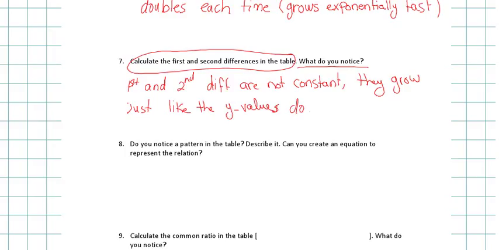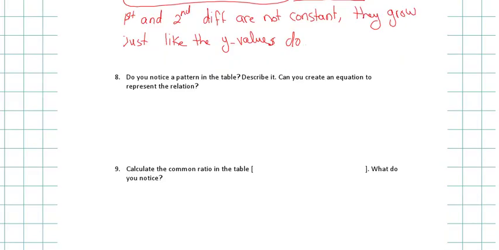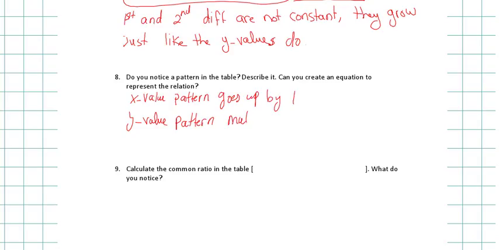So let's write this out. So the x value pattern goes up by 1. The y value pattern is multiplied by 2 each time.